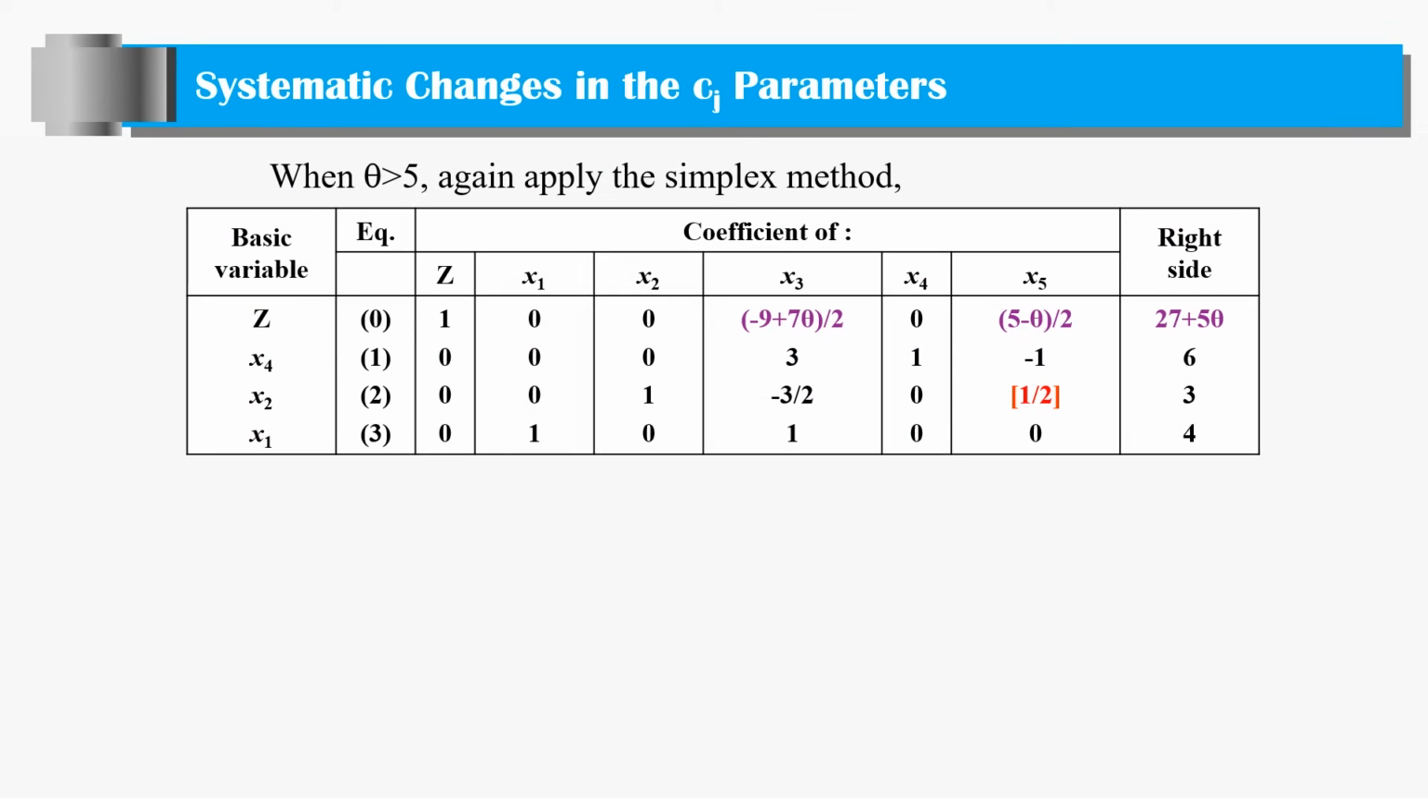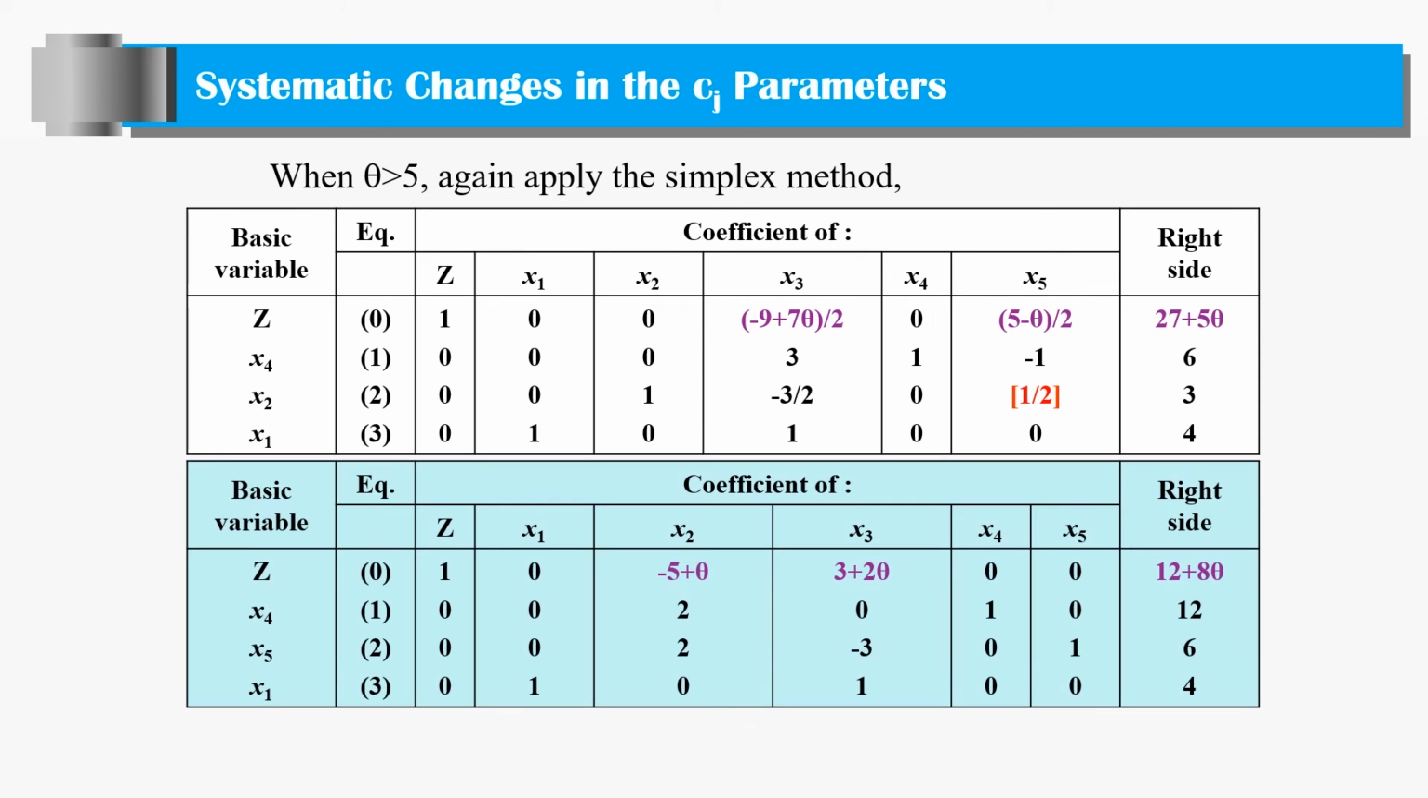On the other hand, the discussion continues. If theta is bigger than 5, then this value in the equation 0 is negative. So we need to apply the simplex method again. First, do the minimum ratio test, find out the leaving basic variable, and then make the corresponding column proper, so x5 is entering and then x2 is leaving, and do the Gaussian elimination to make this column unit.